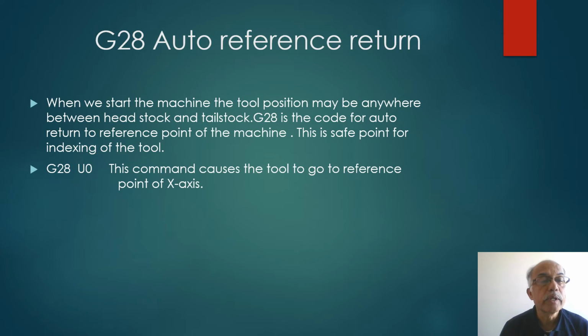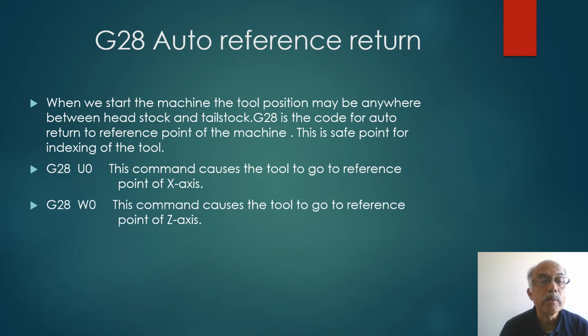Combined meaning of G28 and U0 is to send the tool to the reference point of x-axis, and combined meaning of G28 W0 is to send the tool to the reference point of z-axis.